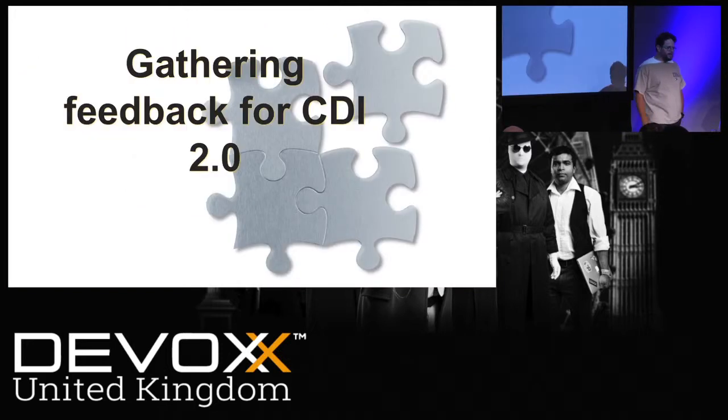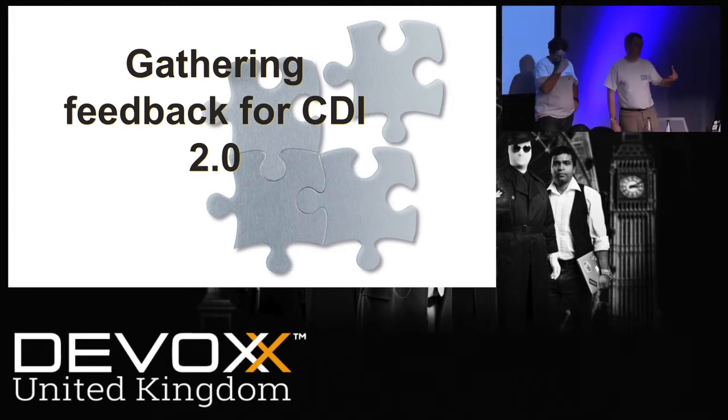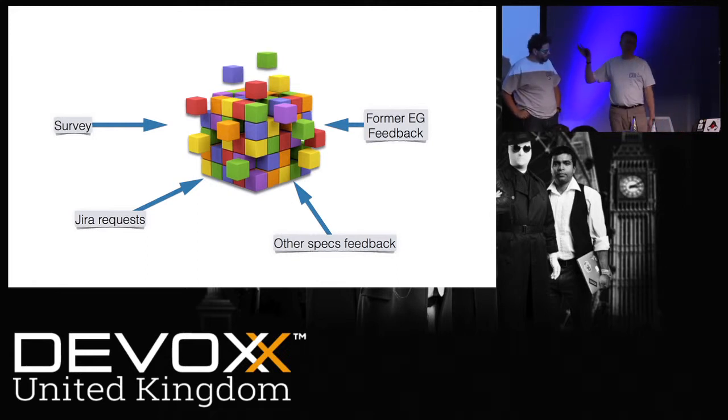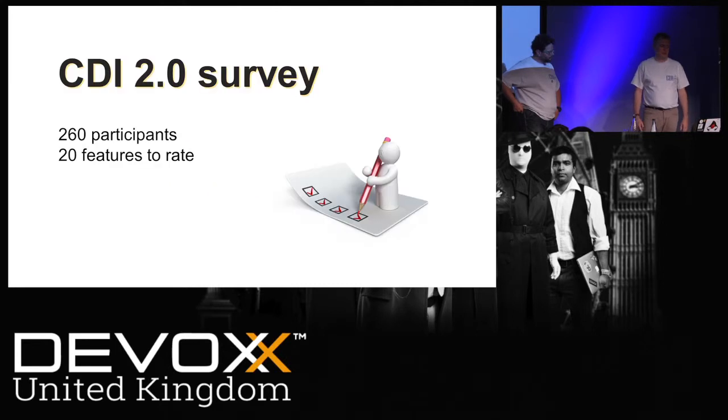Great. Okay, and now, yes, about features. In fact, CDI 2.0 began with feedback gathering. The first big step in this feedback gathering was the survey. We're going to talk a little more about that. But feedback gathering comes from many sources. The former expert group members, in fact, are still part of the new CDI 2.0 expert group. Other specs gave feedback: EJB, Servlet, JPA, Interceptors, many JAX-RS, of course, and JIRA requests. There are really many ways to provide feedback to the specification.